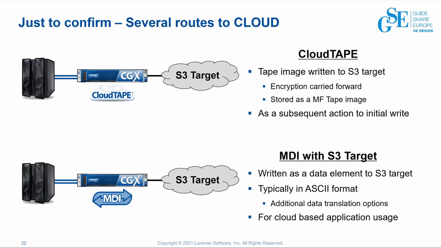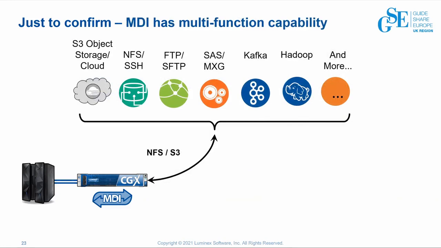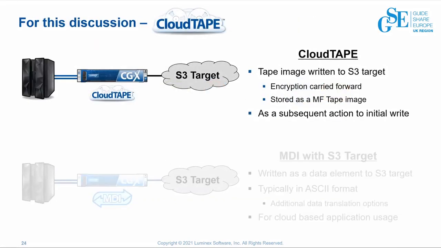And one more digression on that. MDI is not just to get data into the cloud, it's actually multi-target. It's a multi-target utility. But to come back to the use case, the mechanics for this use case is using it as CloudTAPE. So the tape image in the cloud. And I mentioned that we're seeing use cases for both archive and additional data protection.